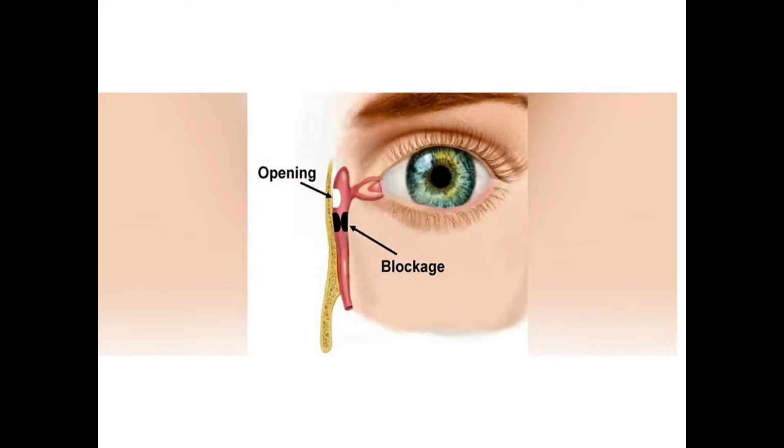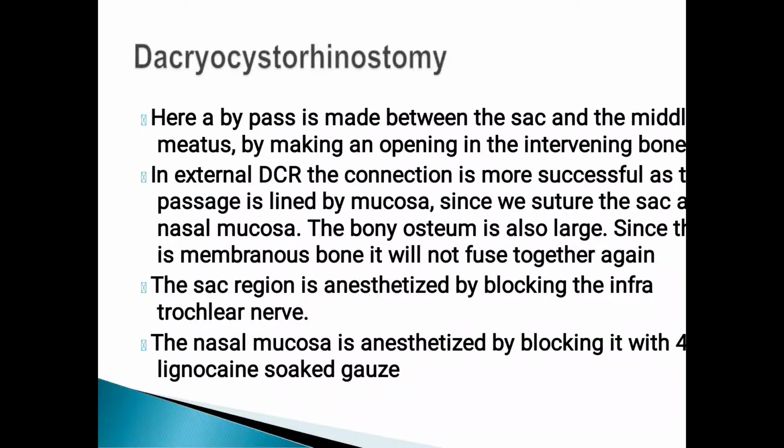The block is delineated in a black color, and we make an opening in the bone before that, meaning proximal to that block, and we punch out the bone there. Then we create flaps of the nasal mucosa and lacrimal sac, and we stitch them together. So in dacryocystorhinostomy, a bypass is made between the sac and the middle meatus by making an opening in the intervening bones.